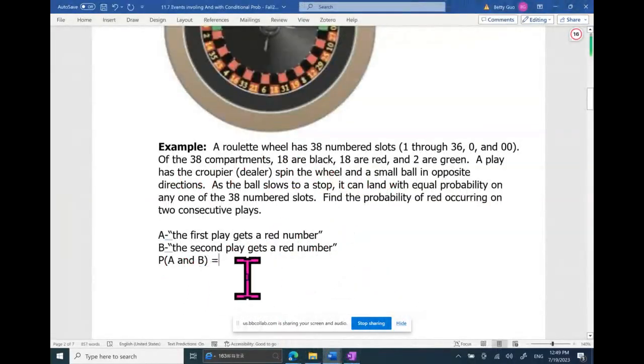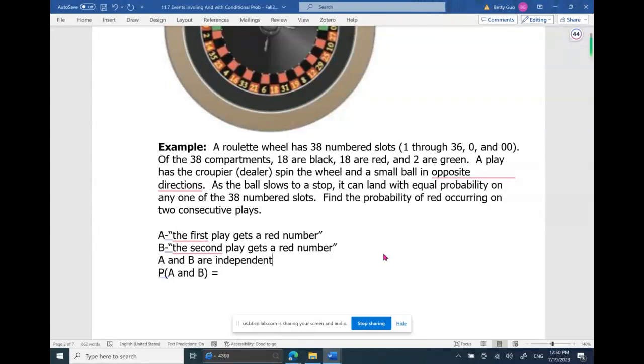What do you think? Is this a dependent case or an independent case? A and B are what? Pause and think and see if you have the same answer as me. They are independent. The first time you get a red number or black number or green number does not affect the result of the second time. I think everything is going to go back to the original setting. That's my understanding of roulette. So they are independent.